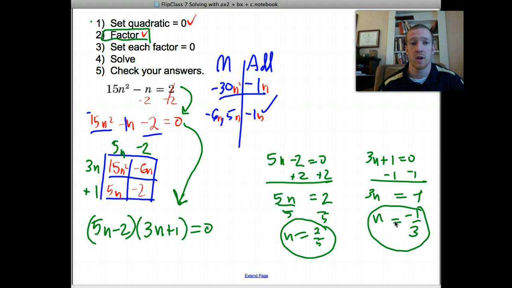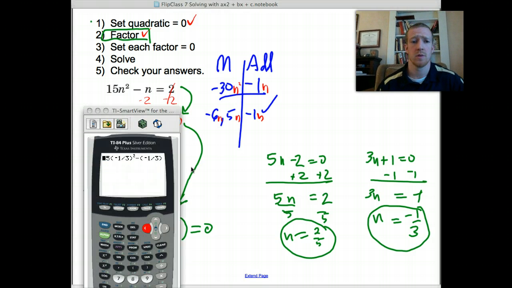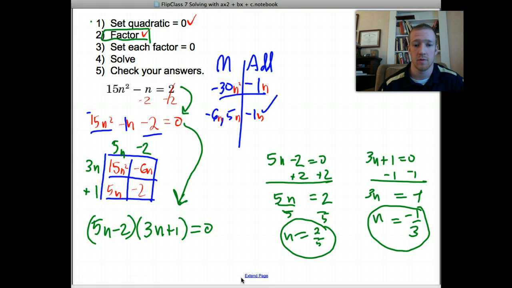Now these both came out to fractions, so how are we going to check our answer? You guessed it. Good idea. Use your calculator. So I plugged the negative 1/3 into my calculator, and I went back to the original. That's why it's only 15 times what we're plugging in squared minus what we're plugging in. And it's a minus a negative, so minus a negative 1. And then that gives us a 2, and it should equal 2, just like we expected. And if we plug in the other one, which I've already done, so I will call that up, plug in the 2/5, and that gives us 2. So both of them worked. So we've checked our answers as well.